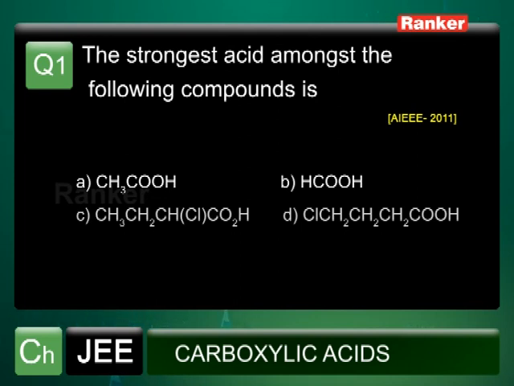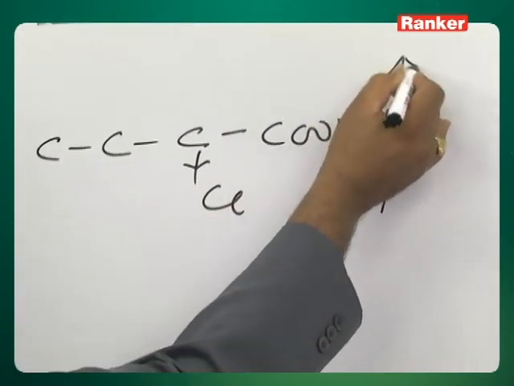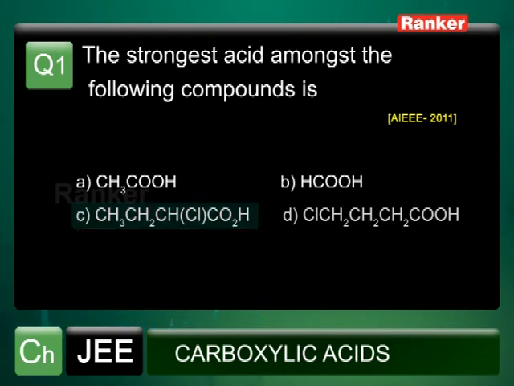If A and B are there, definitely B is the stronger acid. But compound C has an alkyl group, and the chlorine is very close to the COOH, so it shows a stronger minus I effect and must be the stronger acid. Answer D also has a chlorine but far away, so this effect will be less. So the net answer will be the chlorine-containing carboxylic acid closer to the carboxylic group. Though 3 carbons are there, the chlorine is very close, so the carboxylic acid having the minus I effect will be the stronger acid. So the answer goes to the third option. Therefore, a carboxylic acid having a closer minus I group will be the stronger acid.